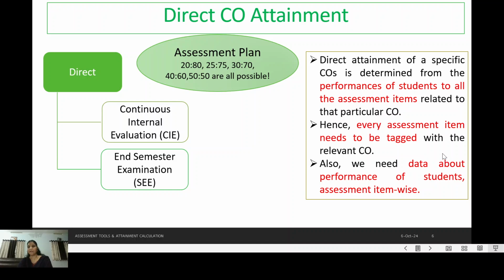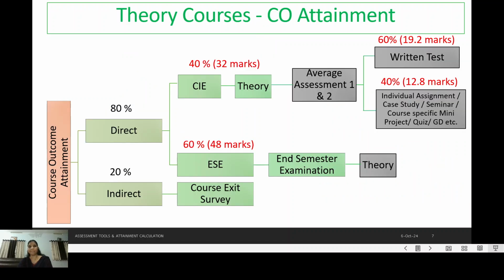Data for each assessment tool item-wise, thereby we can calculate it. And let us see the course assignment and the assessment tool weightage for each different type of course. First, we'll check the theory courses. In theory courses, we use both direct as well as indirect assessment. For direct, it's 80% and indirect is 20%.